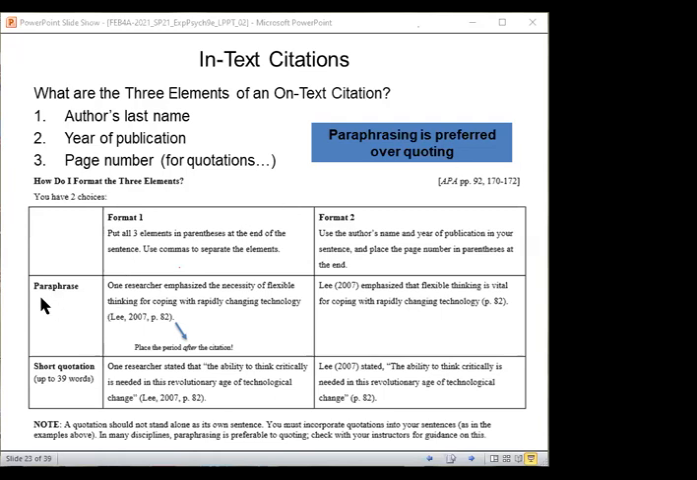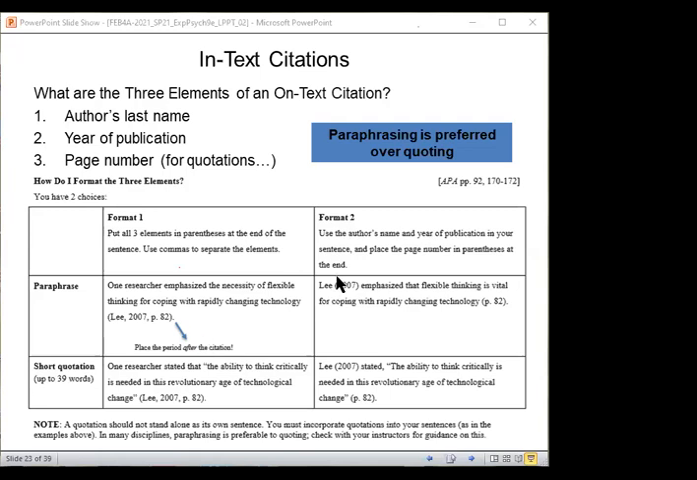All right. So here we can look at a couple of formats. In this paraphrase, you have: one researcher emphasized the necessity of flexible thinking for coping with rapidly changing technology (Lee, 2007, page 82). All right, so basically with a period. This is one thing I want to make sure that people understand. Even in my upper level classes, they tend to put this period all over the place, but it goes here after the citation. So this is Lee, 2007, page 82.